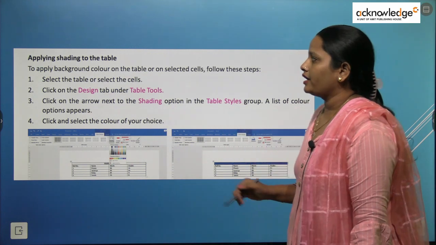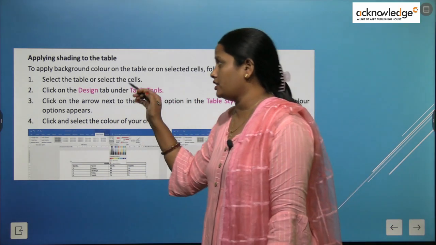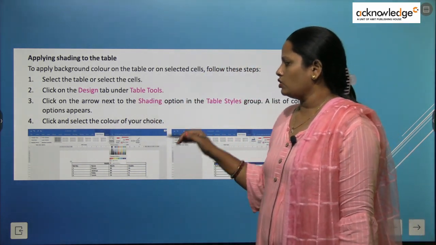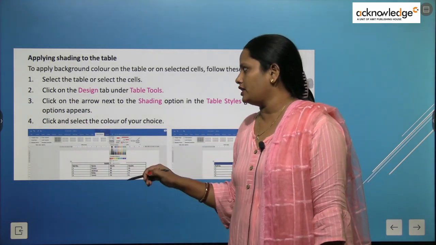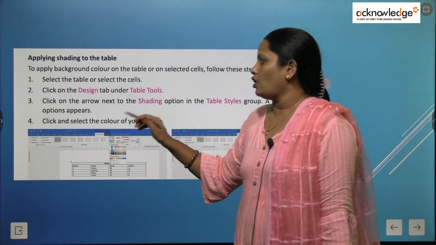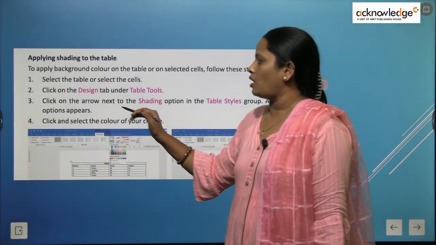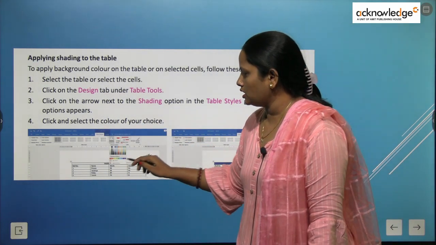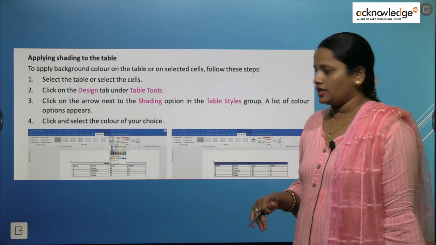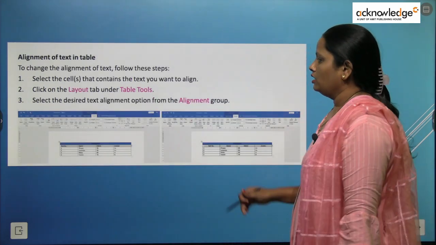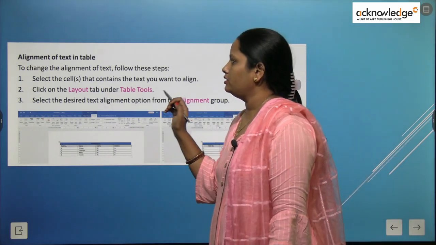To apply background color on the table or on selected cells, follow these steps. Select the table or select the cells. So we can either select the table or we can select any of the cells. Click on the design tab under the table tools. Click on the arrow next to the shading option in the table style group, and a list of color options will appear. So here we can see there are so many color options available. We have to select the color of our choice from here, and after selecting, that style will be applied in our table.